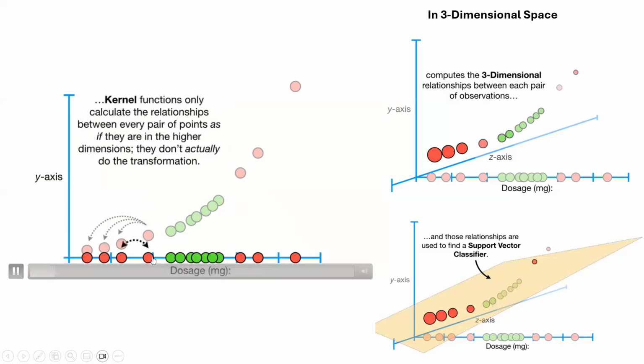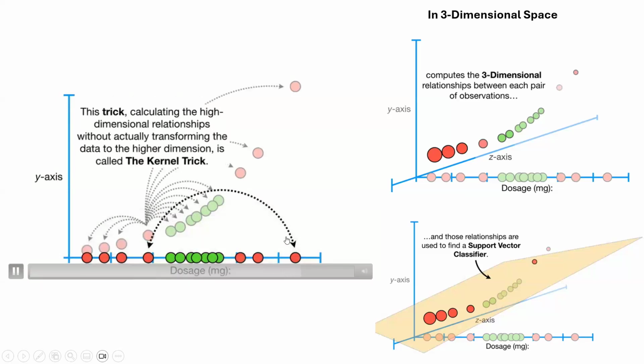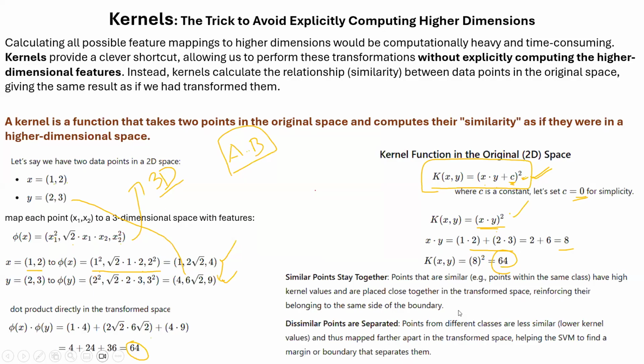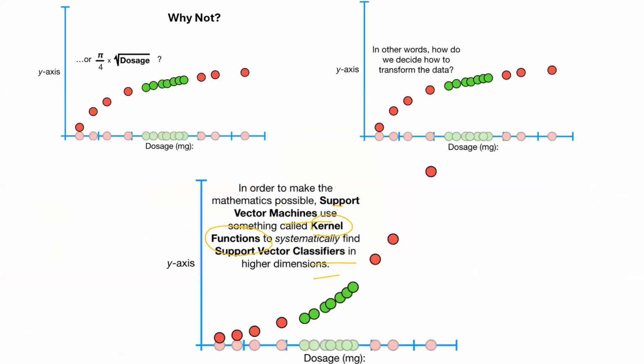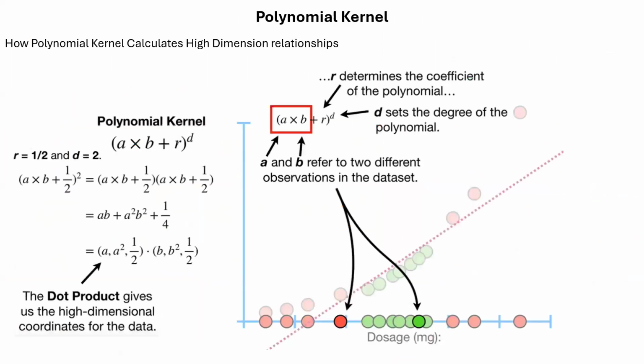Again, look at this. In the original dimensions, you are directly calculating the dot product using the kernel trick, which is equal to the actual dot product in the transformed space. So the kernel trick is actually doing that transformed dot product. If it is a three-dimensional space, you do the similarity calculation between each pair of observations in three-dimensional space, and you find out the hyperplane. That is how kernels will achieve that trick without actually transforming the data points to higher dimensions. Okay, so this is a simple thing.